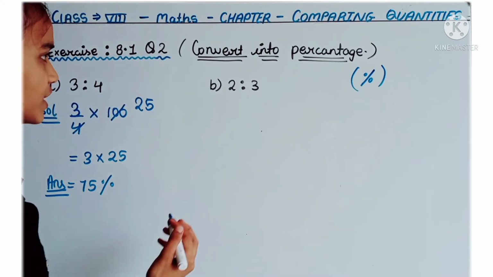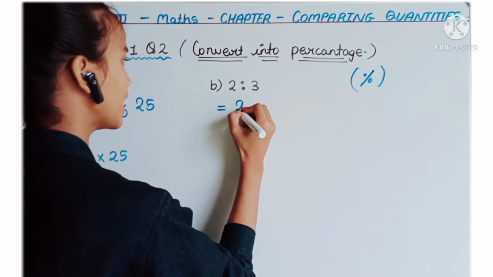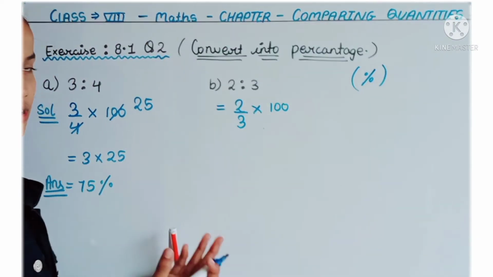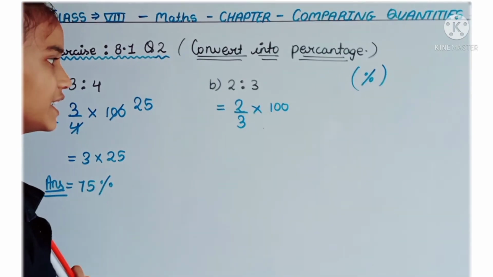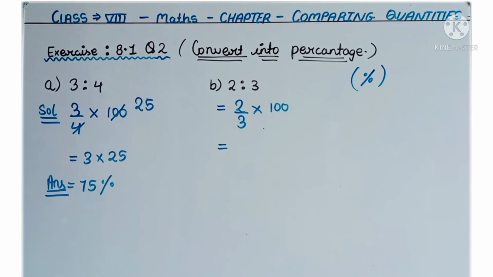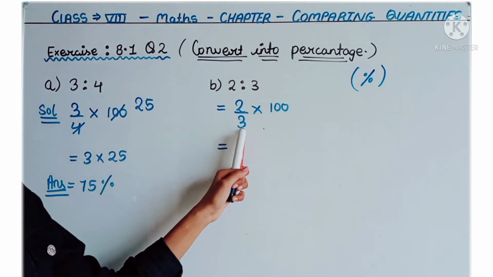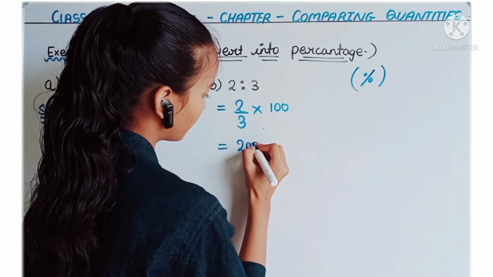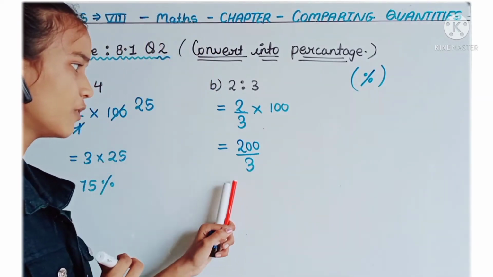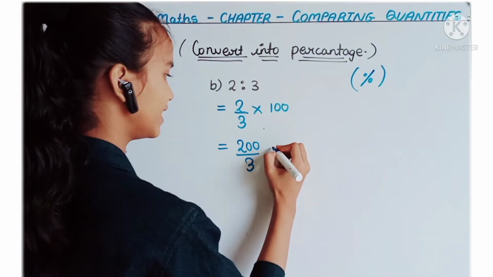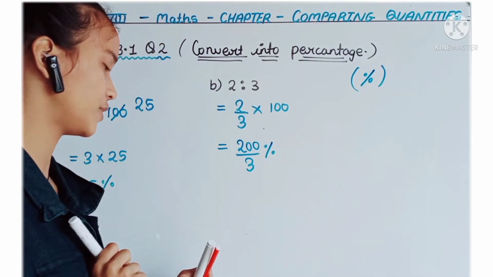Now in the second part of this question, we have given 2:3. So we get 2/3 into 100. We have to do the same in every question in which we have to convert into percentage. So 2/3 into 100. We have to solve it. As you can see here, we can't cancel 100 by 3, so we will just directly solve it here. 200/3, we get 200/3. This is also a correct answer, but we have to change it to percentage. Now the percentage sign will also be involved.